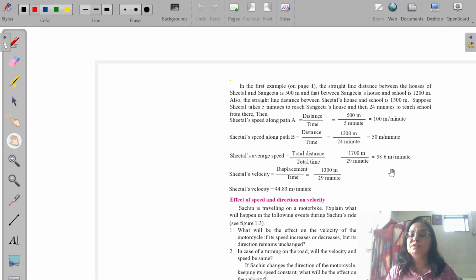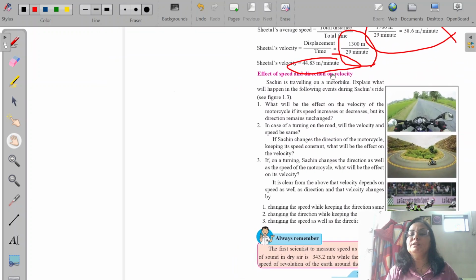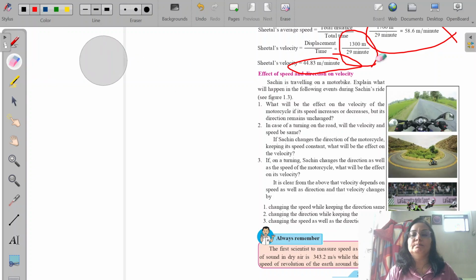So the average speed was 58.6 meter per minute, which is 1700 upon 29, and velocity was 1300 upon 29, which comes out to be 44.83 meter per minute. Now let's move on to our next topic, effect of speed and direction on velocity.